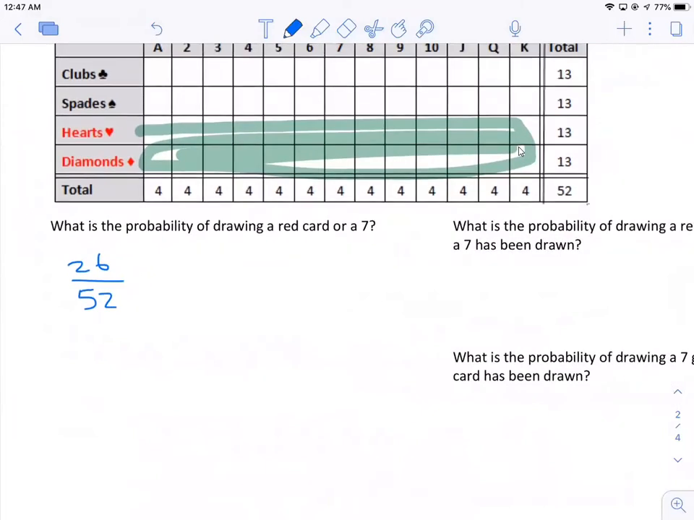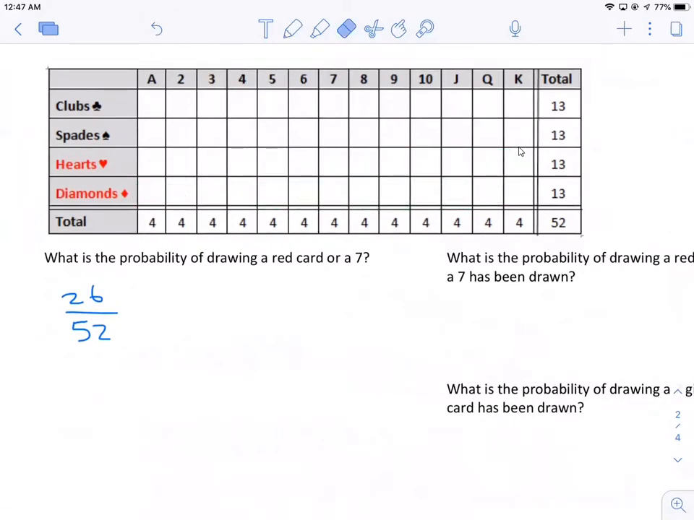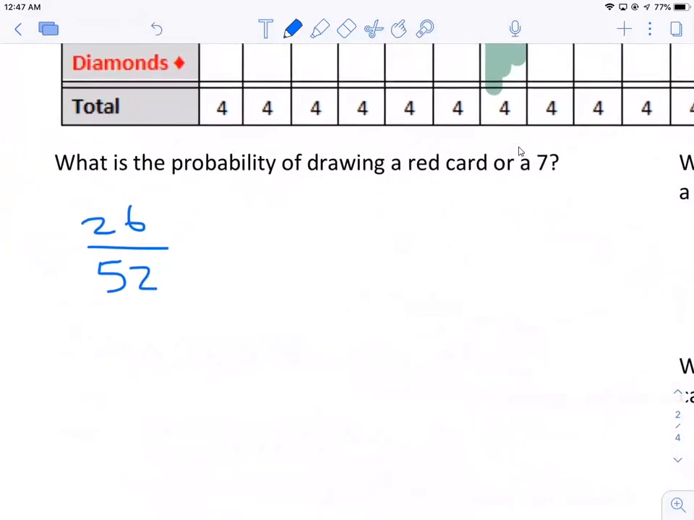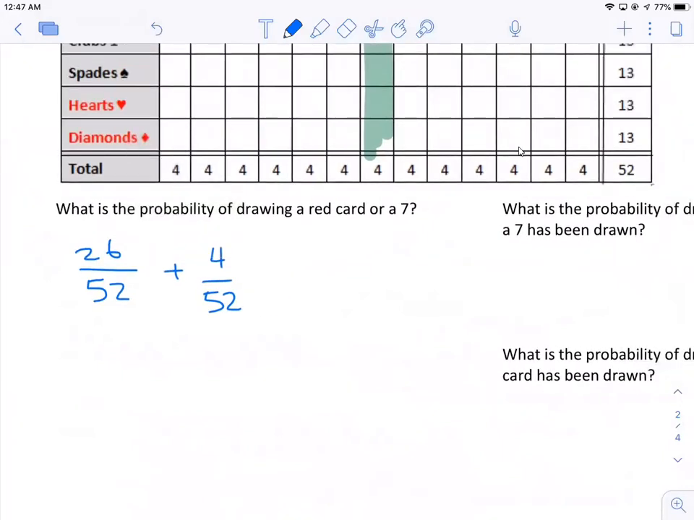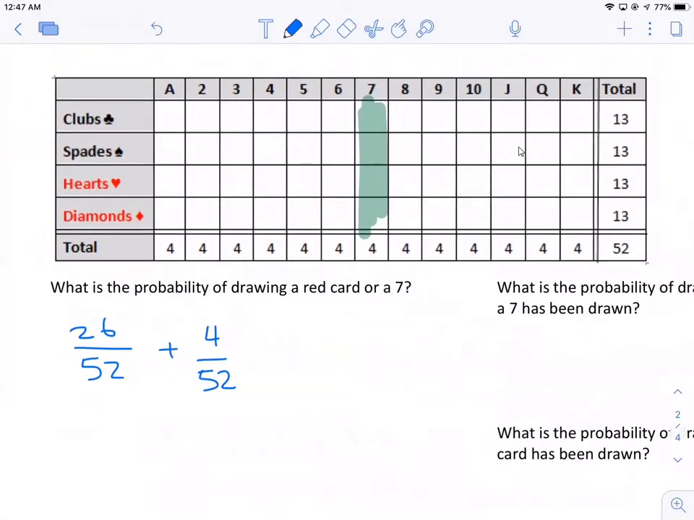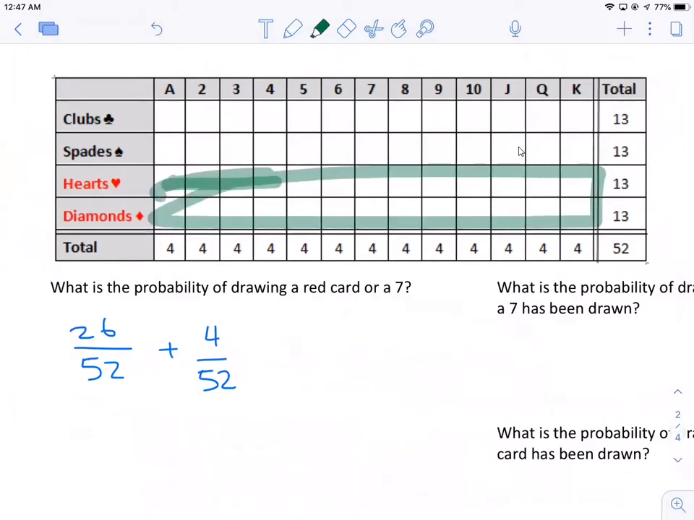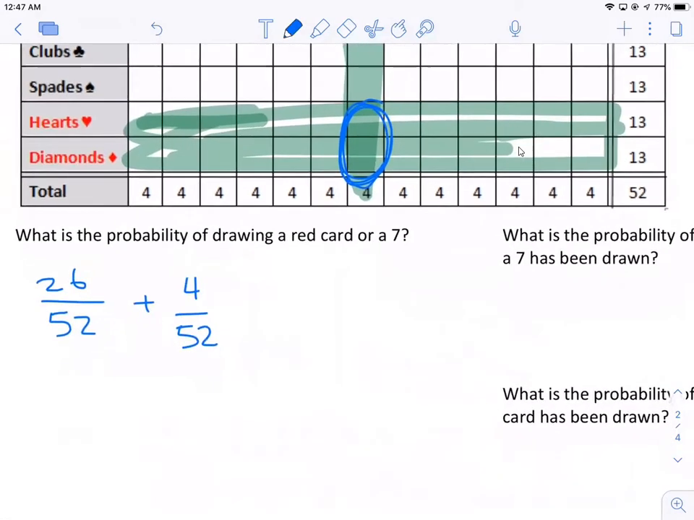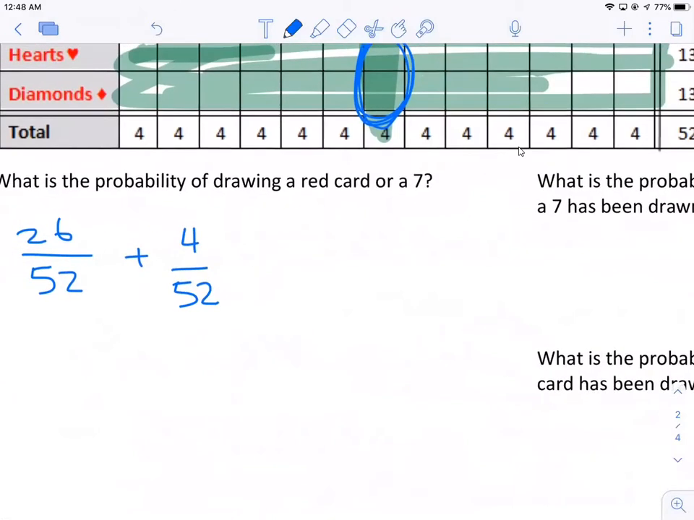What's the probability of drawing a 7? We have 4 7s in the deck of cards. That's 4 out of 52 of drawing a 7. If you remember from yesterday, we said we could add two probabilities together if they had no overlap in their events occurring. But as you can see, drawing a red card and drawing a 7 has overlap. They overlap over here. Isn't that overlap the chance of drawing both a 7 and a red card? In other words, drawing a red 7. And that happens 2 out of 52 of the time.